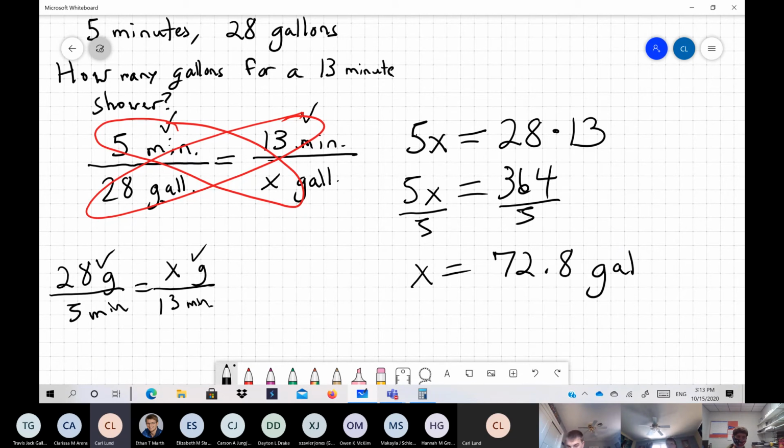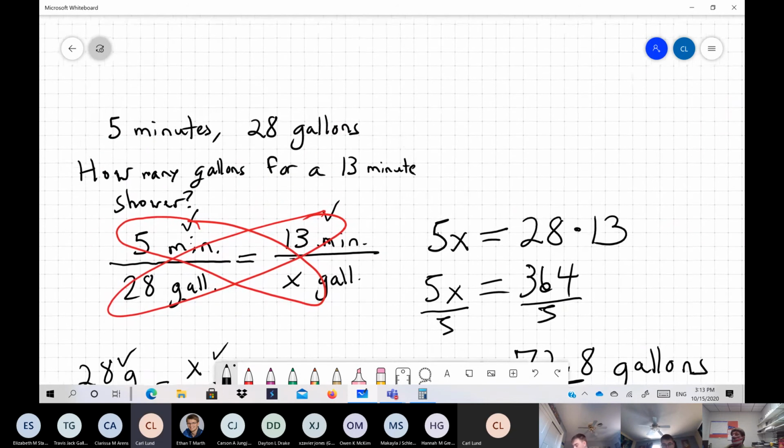And again, for the final answer, I want a label. And for a final answer in a word problem, unless we start with an improper fraction, we often are going to want to put it as a decimal like this. When we talk about gallons of water, it makes sense to use 0.2 gallons or 0.75 gallons or 0.289 gallons or whatever. So a 13-minute shower would use 72.8 gallons of water.